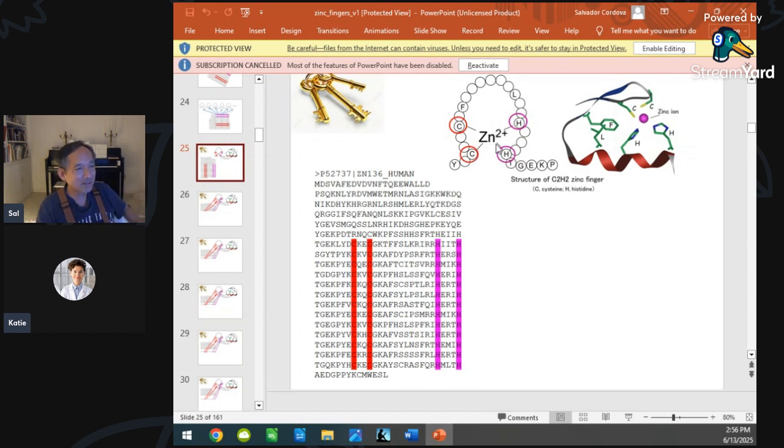We have the zinc ion, and it connects to the C's, the cysteines, and then the histidines. So that's very important, you can kind of see why they have to be spaced appropriately. Because if this is too short or too long, it's not going to bind. The letters in between are very important. The zinc gets this to fold in a certain shape.